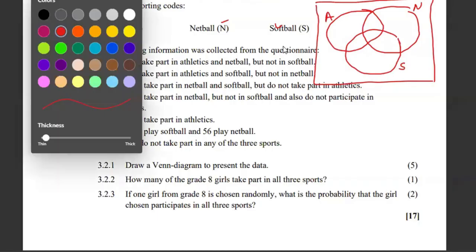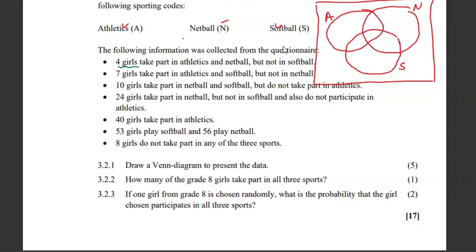Then they are telling us that 4 girls take part in athletics and netball, but not softball. So the 4 can be found there. Then 7 girls take part in athletics and softball, but not netball, so 7 is going to be here. And then 10 girls take part in netball and softball, but not in athletics, so 10 must be there. 24 girls take part in netball only, which is going to be somewhere there.